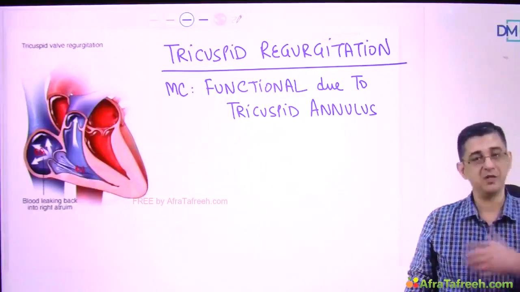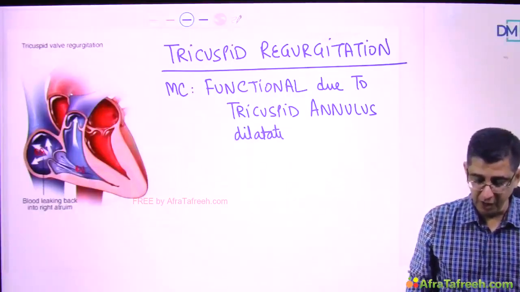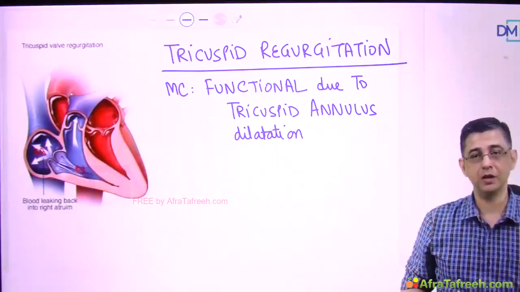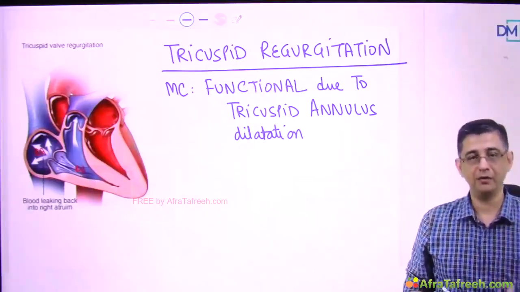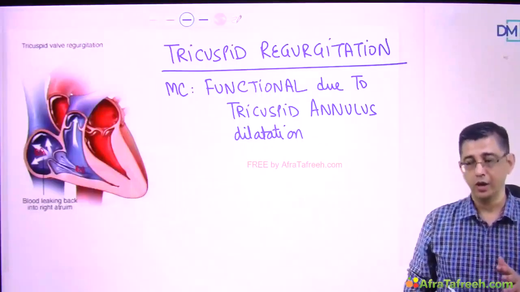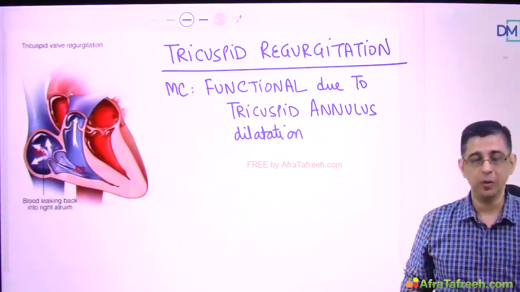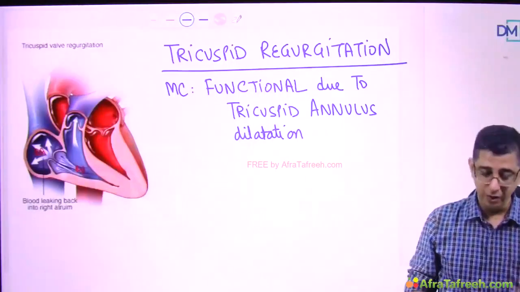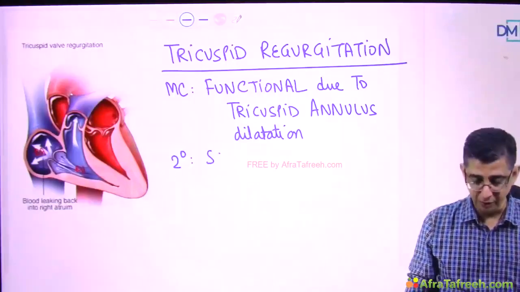Why am I emphasizing this? Because traditionally it is the valve leaflets which are damaged, and that is why we study a regurgitation lesion. Here I'm saying that there's no problem with the leaflets, and the compliance of the leaflets may even be normal, but they're not able to approximate properly as they normally do, primarily because the annulus is dilated.